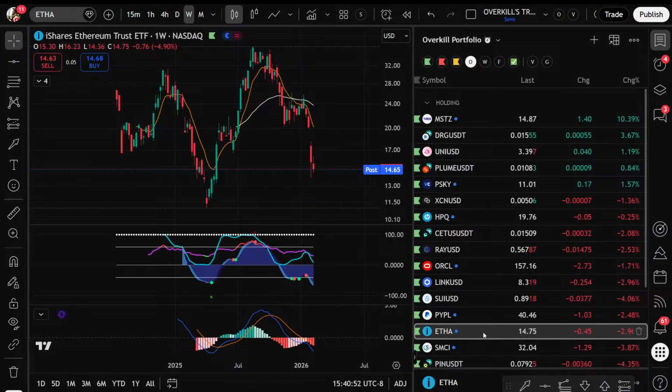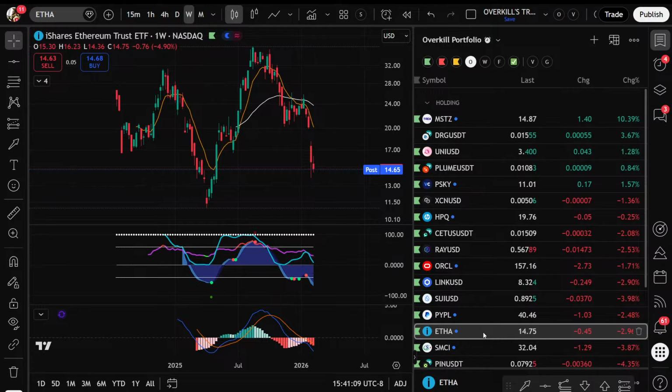We're buying good quality assets, good quality projects. You have to buy good fundamental projects if you want to succeed. Don't chase the 10x, 20x, 30x, 100x. Just don't. Don't do it.